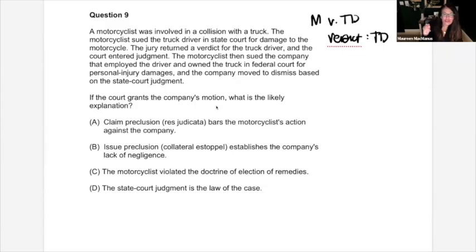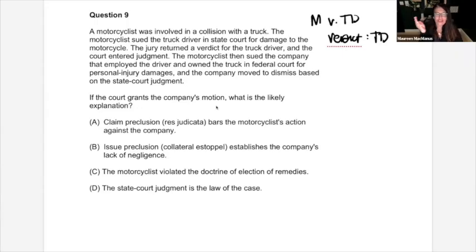The motorcyclist then sued the company that employed the driver and owned the truck in federal court for personal injury damages. And the company moved to dismiss based on the state court judgment. So if the court grants the company's motion, what is the likely explanation? So this is really tricky here. A lot of people get hung up between A and B, but we're going to go through these.